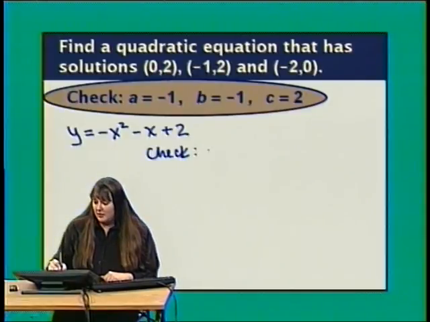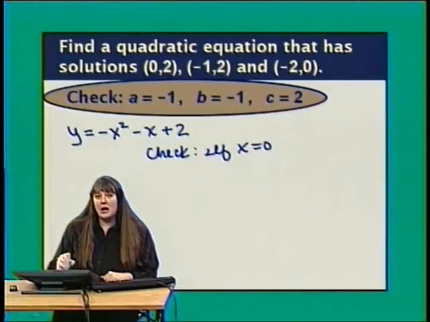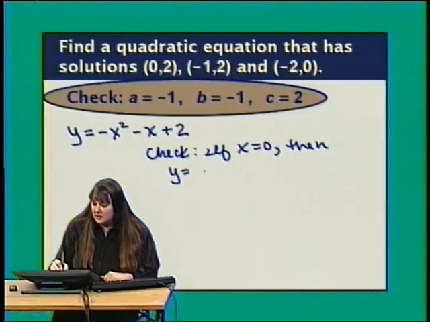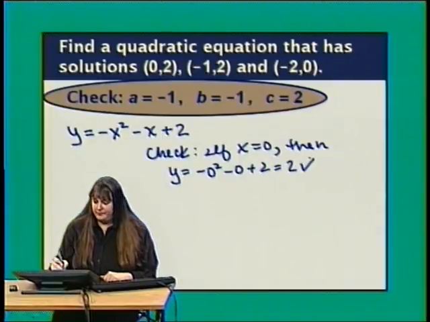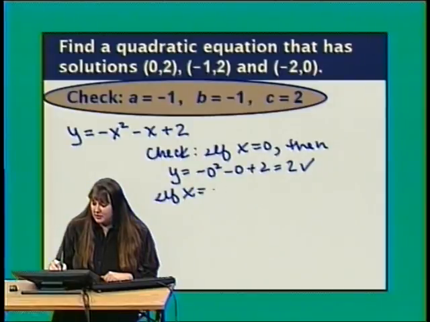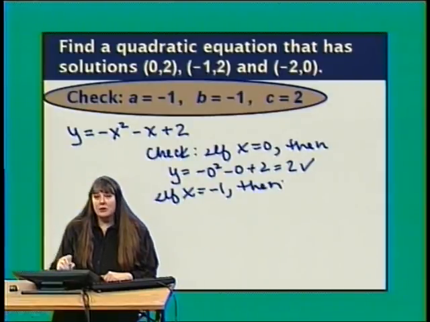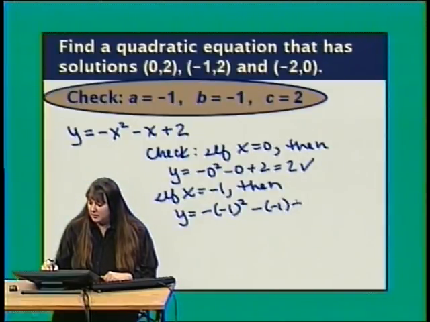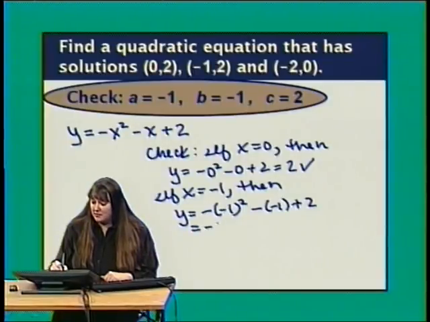So starting by checking x equals 0, I want y to be 2 because I have the ordered pair (0, 2). So if x is 0, y is the opposite of 0 squared minus 0 plus 2, which is indeed 2. What about if x is negative 1? Then I want y to be 2 again because I have the ordered pair (-1, 2). y would be the opposite of the square of negative 1 minus negative 1 plus 2. So that's the opposite of positive 1 plus 1 plus 2, which is indeed 2.